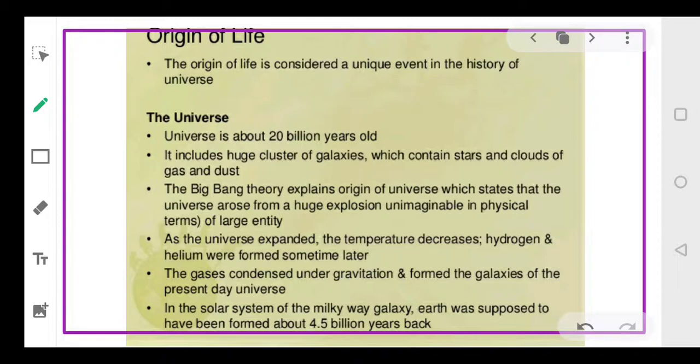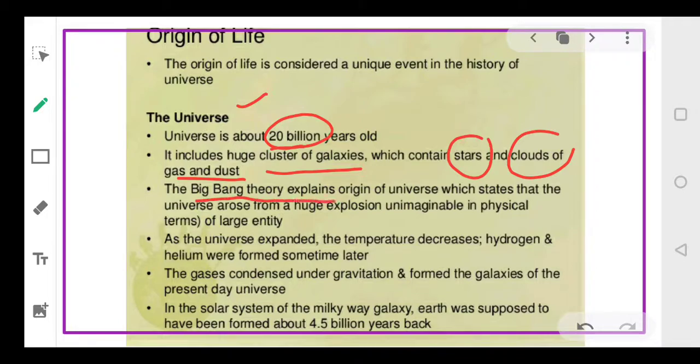If we talk about the universe, it is believed that the universe is approximately 20 billion years old. Means if today we count as the present day, then the universe was formed around 20 billion years ago. And at that point of time, it included huge clusters of galaxies, which contain stars and clouds made up of dust and gas.